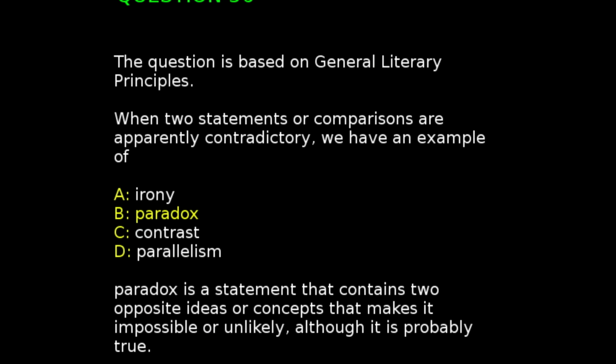This is because paradox can be defined as a statement that contains two opposite ideas or concepts, that is, ideas that are contrary to each other, that makes it impossible or unlikely, although it is probably true. Unlike irony, that can be defined as saying something that means the opposite of what you really mean, often as a joke. Having defined what paradox is, the answer, which is very clear, is B, paradox.